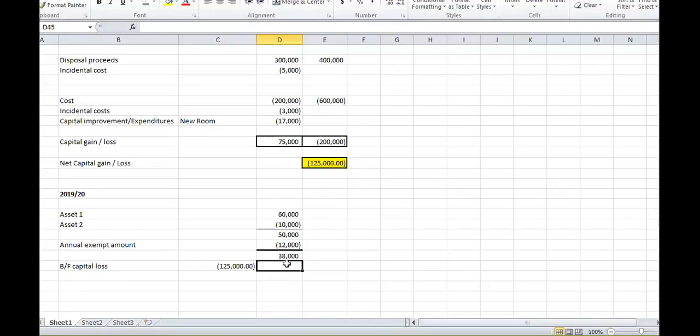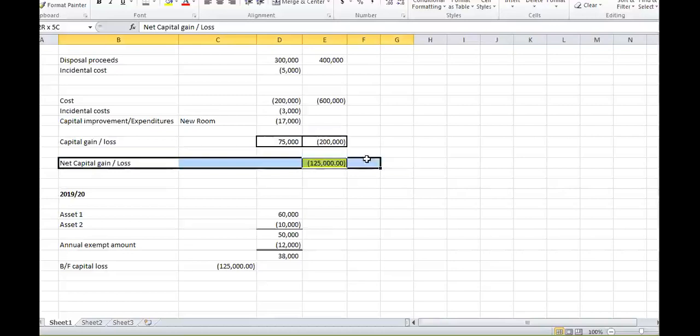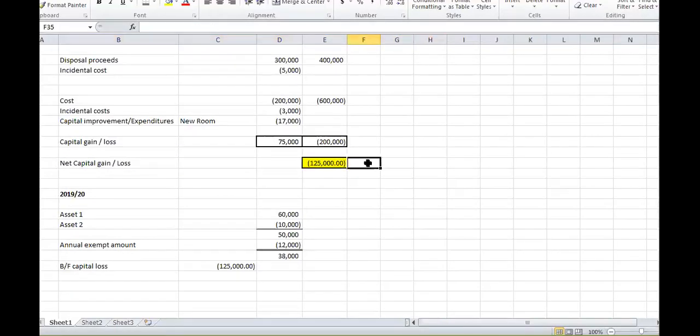So please remember, your capital loss will never be wasted. If you have net capital loss, just like in 2018-19, you can see you have net capital loss of 125,000 pounds over here. So if you have net capital loss, it will be carried forward and it will be adjusted in the next years. So we have brought forward capital loss of 125,000 pounds, of which 38,000 pounds will be adjusted in the current year, and this is called taxable gain.